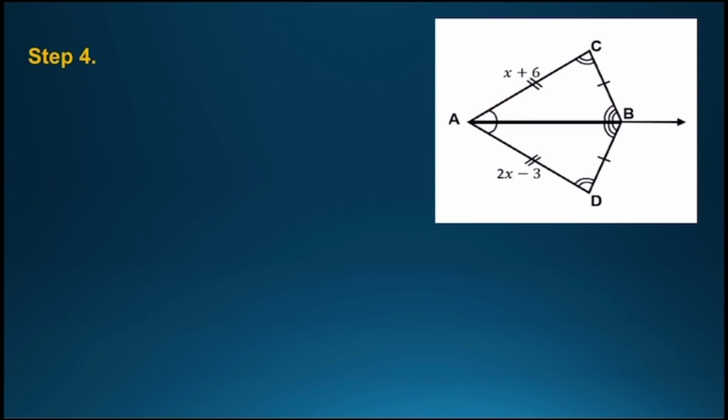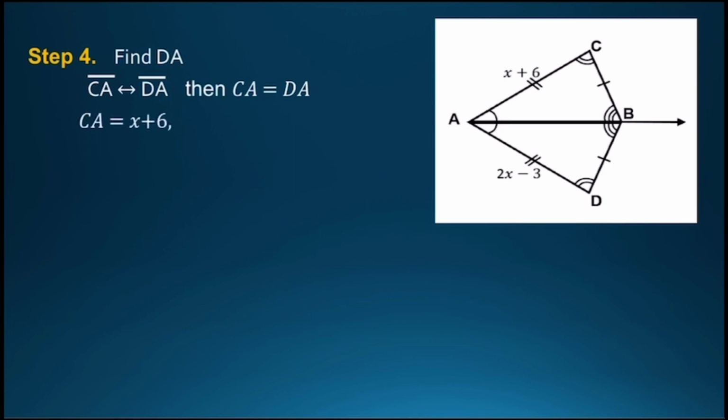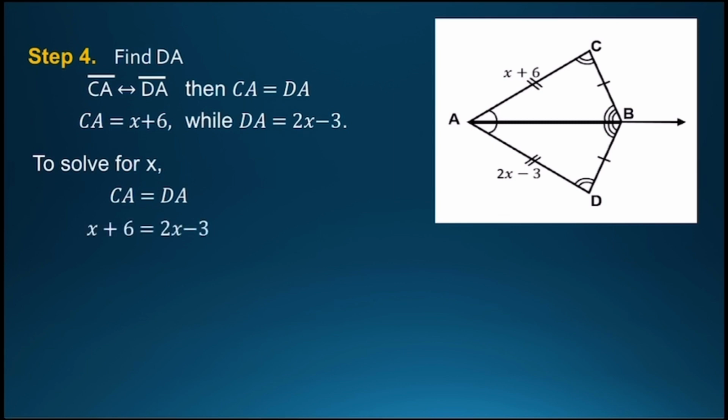For our step 4, let's find DA. Since line segment CA is same as line segment DA, then CA is equal to DA. And CA is equal to x plus 6, while DA is equal to 2x minus 3. To solve for x, since CA is equal to DA, so let's substitute the value. We have now x plus 6 is equal to 2x minus 3. And after that, let's combine similar terms.